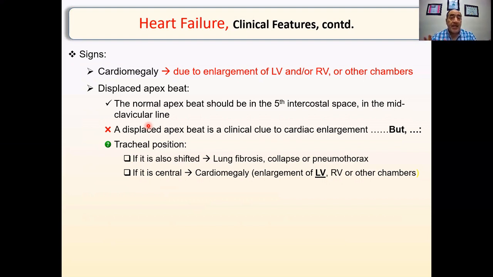If it is displaced, can I say 100% this is cardiomegaly or heart failure? I say just wait, please. Check the tracheal position. If it's also shifted, this means that the apex beat is displaced because of a problem in the lung itself: lung fibrosis, collapse, or pneumothorax. However, if the trachea is still central, but the apex beat is displaced from the 5th intercostal space and mid-clavicular line, so now we can say cardiomegaly. There is enlargement of the left ventricle, right ventricle, or another chamber.